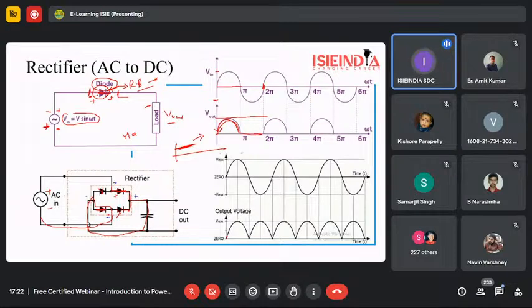Now when there is a negative half cycle, let me remove this. During the negative half cycle, this diode and this diode, these two diodes will be on, and during that time we will be getting the output voltage. Even with negative polarity at the input, we will be getting a positive voltage. So because of the switching configuration and switching technique, we are getting the DC output. This is all about the rectifiers.